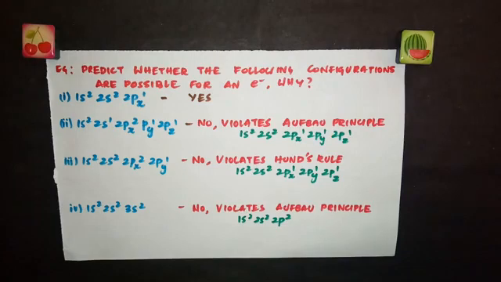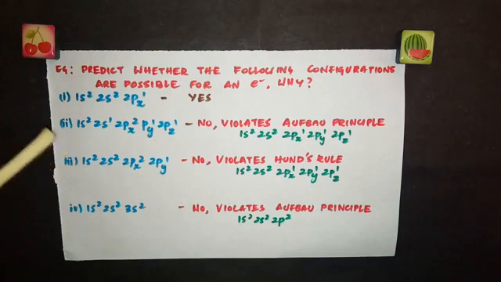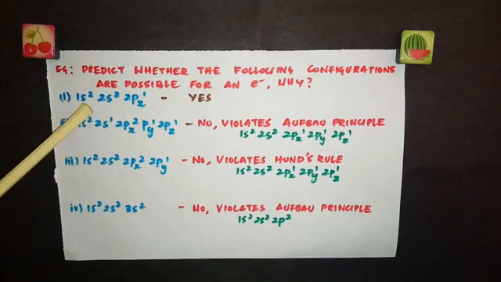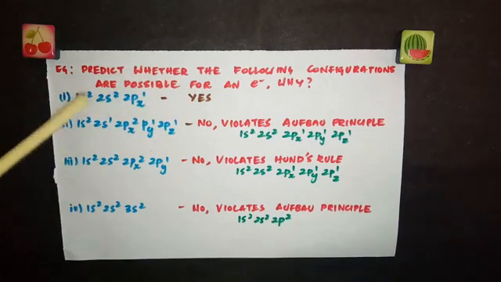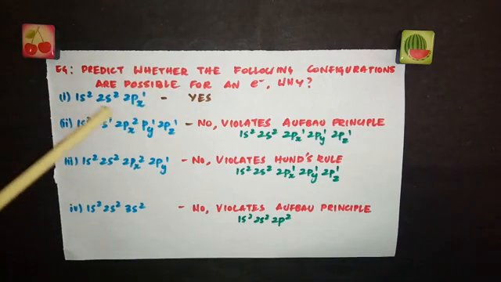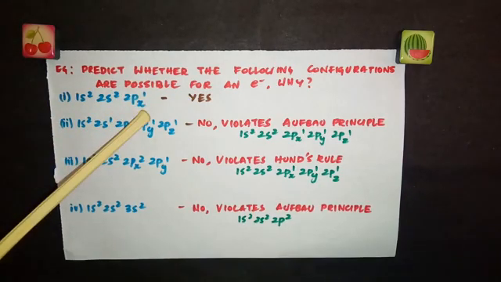And the last example, predict whether the following configurations are possible for an electron and give the reason. Now they've given you a few electronic configurations and they are asking you whether it is possible or not. First one, 1s2, 2s2, 2px1. Yes, it is possible because this is the order followed by Aufbau's principle to fill the electrons. 1s and then 2s and then comes 2px.